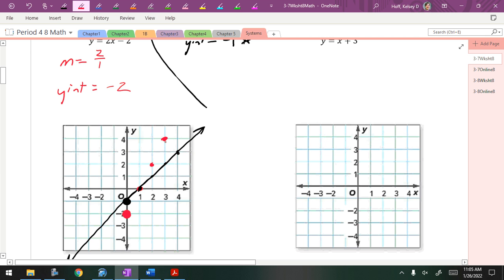Now take your ruler, straight edge, book, whatever the case is. Connect those points. Whoopsies. Yours looks way better than mine because Ms. Hoff can't use a ruler. But the whole point of this is we're hoping that they have a point of intersection. Do they have a point where they cross?